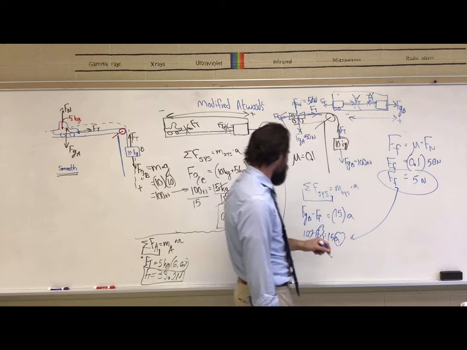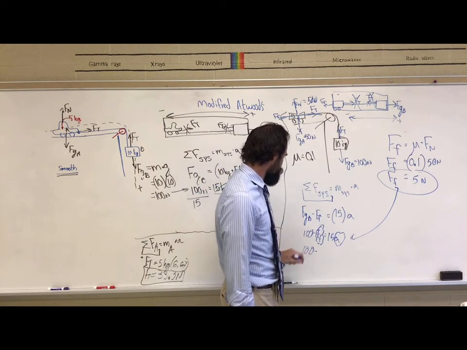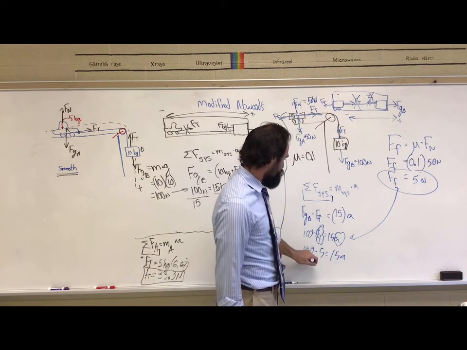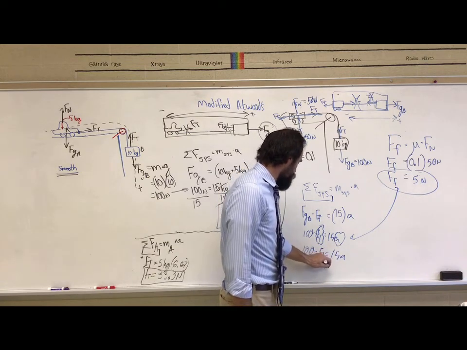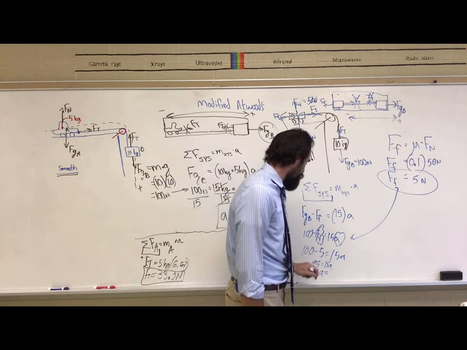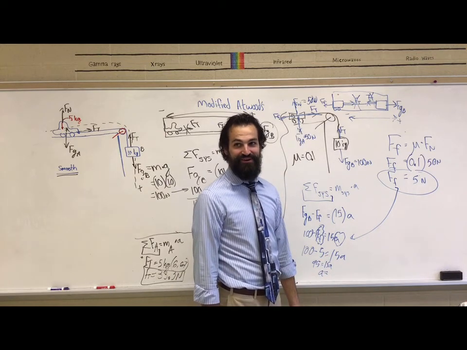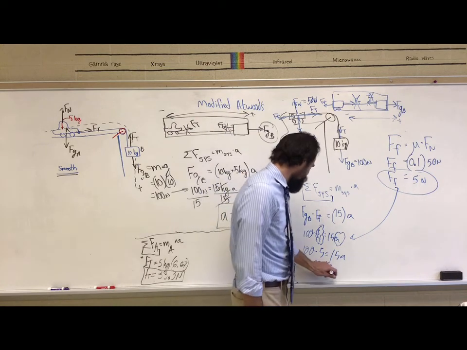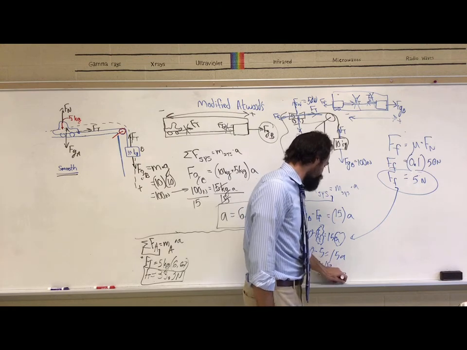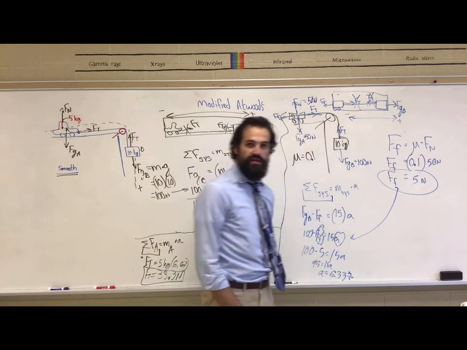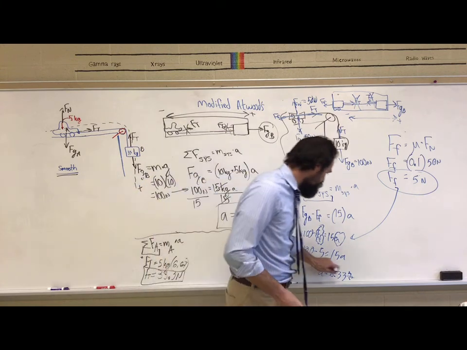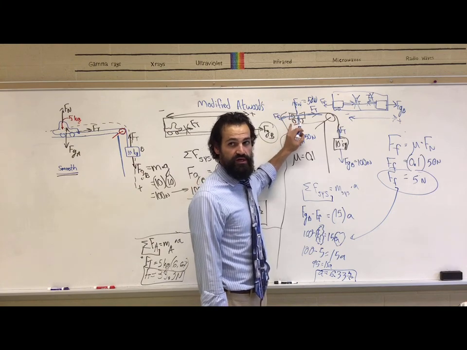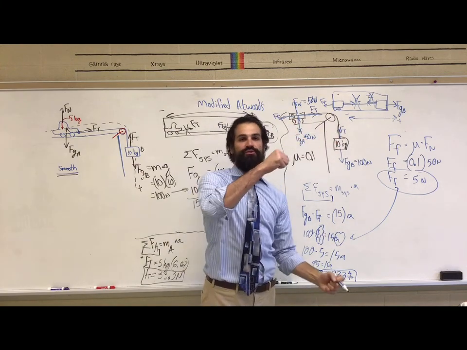And then we're going to plug that into this equation. 100 newtons minus 5 newtons equals 15 times A. So 95 equals 15A. And then when we solve for A, you're going to get 6.33 repeating, 6.33 meters per second squared. And that should make sense because we have the exact same setup, except now we have more frictional resistance. More friction means it's not going to accelerate as quickly.